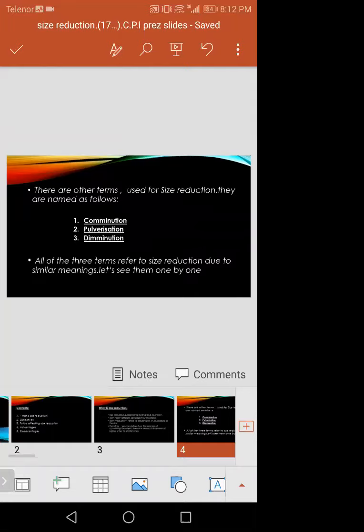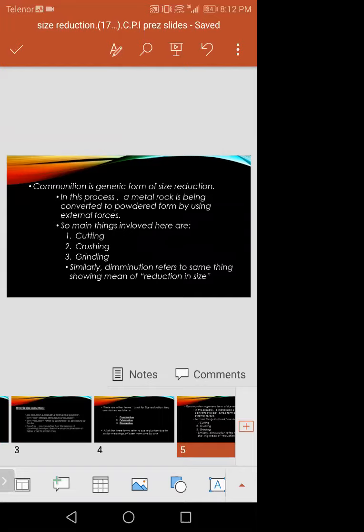There are also some other terms that are used for the same purpose, named comminution, pulverization, and diminution. All three terms refer to size reduction due to similar meanings. So let's see them one by one. Firstly, we have comminution. As I have earlier explained, it is the generic form of size reduction having the same meaning. So what we do in this process is take a metal rock and convert it into powder form by using external force.